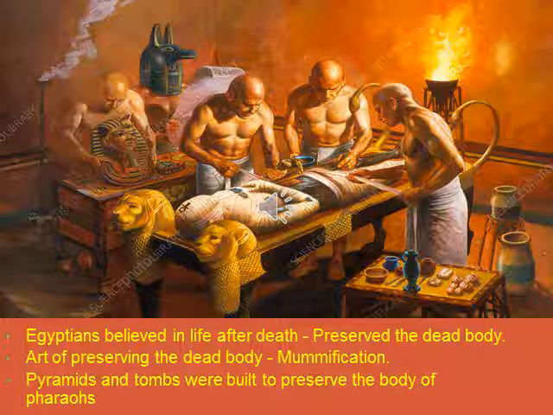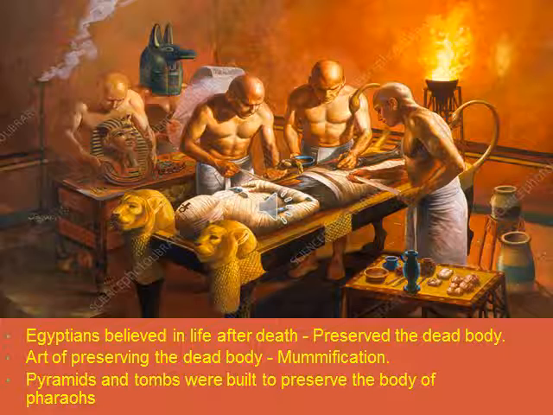River Nile. So how was Egypt called? Gift of Nile. So who called Egypt the gift of Nile? The Greek historian Herodotus. Then how was the Egyptian king known? Pharaoh. So now we will see various pyramids and the process of mummification.